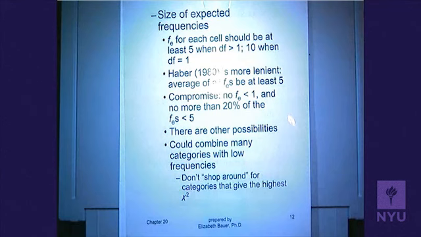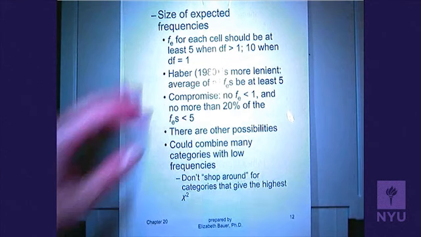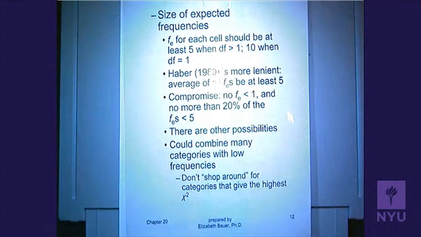The other thing that I'm just going to talk to you about, I'm not going to hold you responsible for all the details of it, is the size of the expected frequencies in each cell. Right? The observed frequencies are what they are. That's your data. But the expected frequencies, what you expect, should be a certain size. For example, an expected frequency for each cell should be at least 5 if your degrees of freedom are greater than 1, and 10 when your degrees of freedom equal 1. That's one example of a limit on how small your expected frequencies should be.